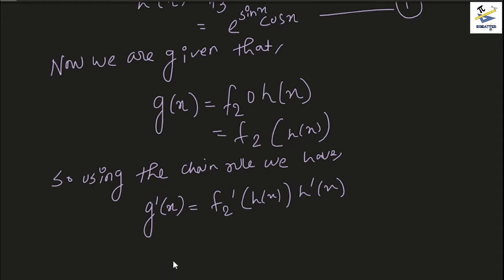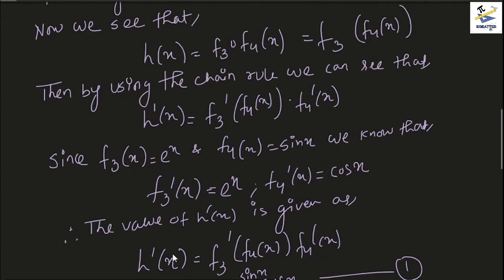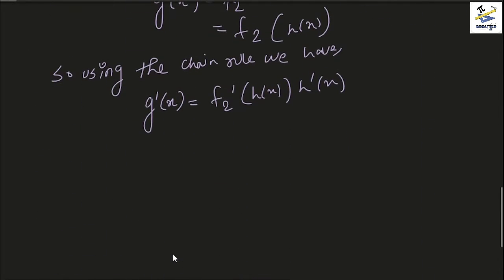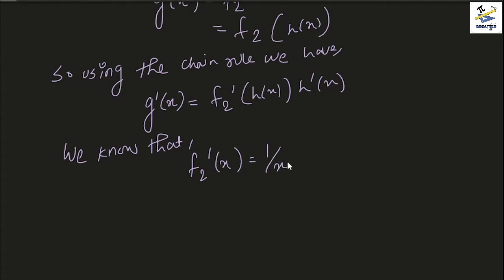So h of x was, let us check, I think, e to the power sin x. Yes, it was e to the power sin x. And f2 is log x. So we know that f2 prime x is just equal to 1 upon x, right? Because since f2 of x is logarithm of x, where log is the natural logarithm, the derivative of that would just be the reciprocal of x, because that's the standard derivative which we have evaluated many times.